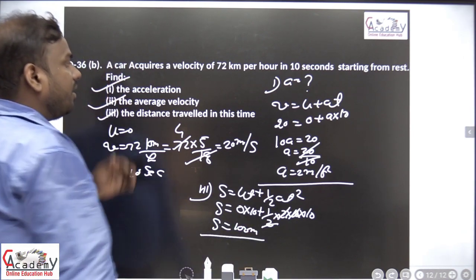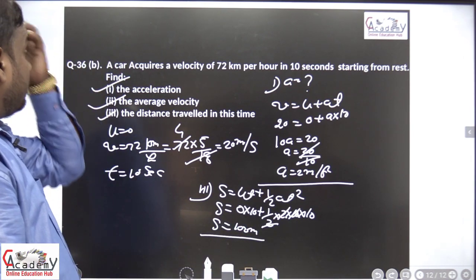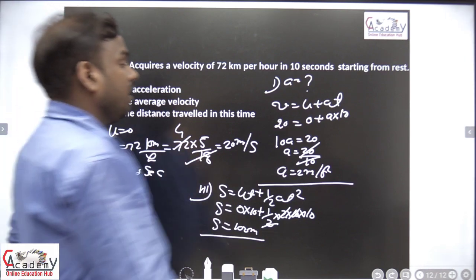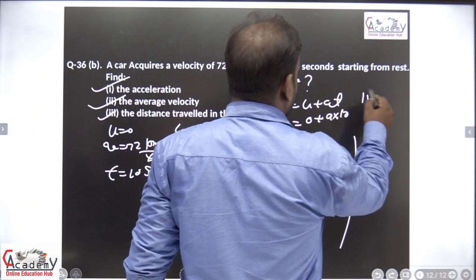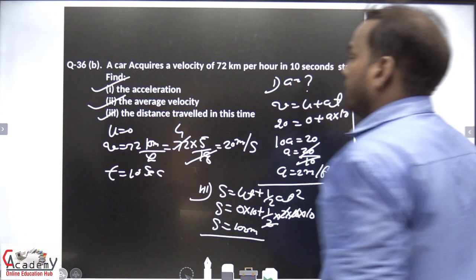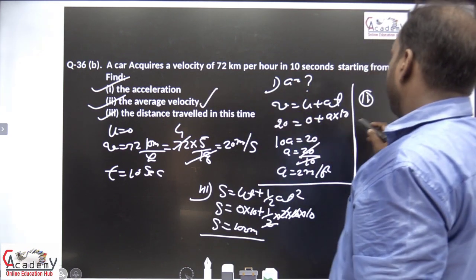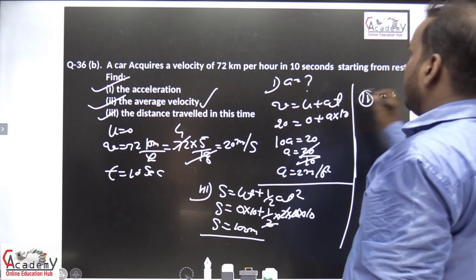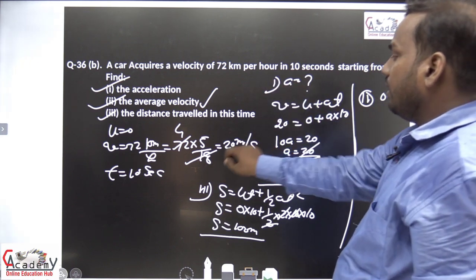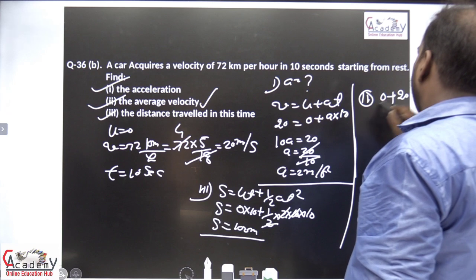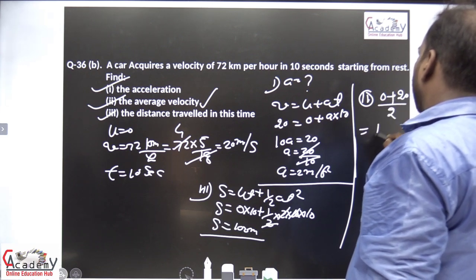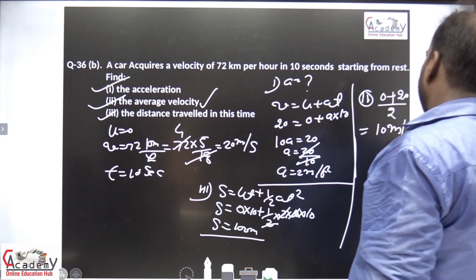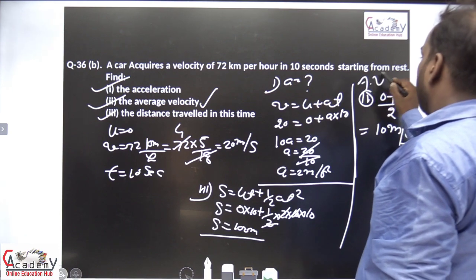So distance traveled by the car is 100 meter, and we know that average velocity is initial velocity 0 plus what is the final velocity? 20, divided by 2. So we got 10 meter per second, that is the average velocity.